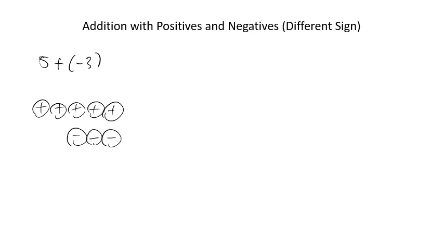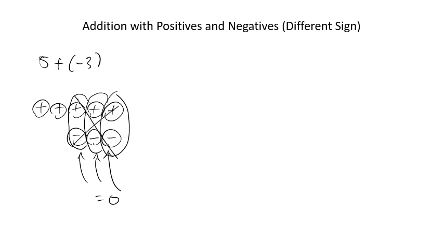And so we want students to identify these pairs right here. So these are my 0 pairs. So all of these I know equal 0. They effectively cancel, right? So they're going to go away. And so I look at what's left, and my answer is going to be a +2.